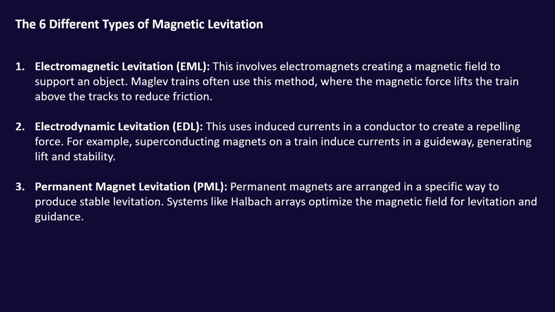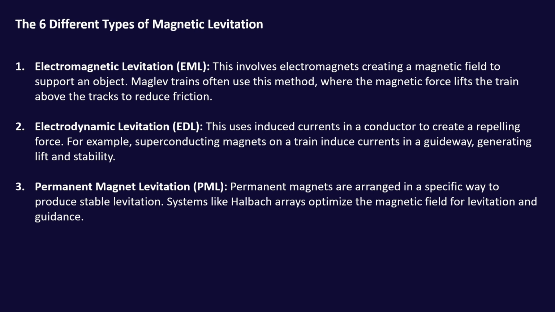Okay, next I'm going to talk about the 6 different types of magnetic levitation. So number 1 is electromagnetic levitation, EML, and this involves electromagnets creating a magnetic field to support an object. Maglev trains often use this method, where the magnetic force lifts the train above the tracks to reduce friction. 2. Electrodynamic levitation, EDL. This uses induced currents in a conductor to create a repelling force. For example, superconducting magnets on a train induce currents in a guideway, generating lift and stability.